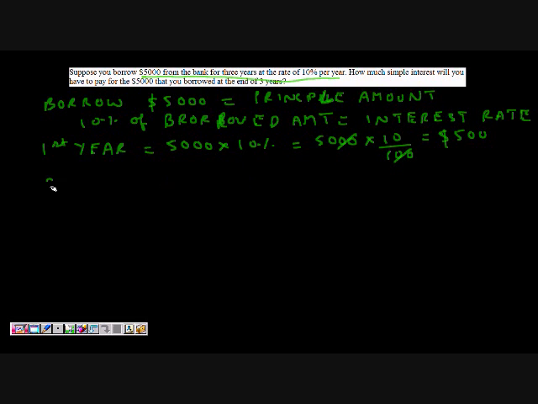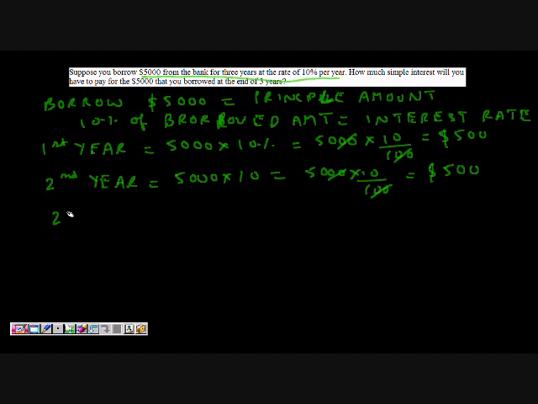Let's say at the end of the second year, how much is it? Second year, again $5,000. Since this is simple interest, you are only calculating the interest on the borrowed amount, as we explained before. So again 10%, which is $5,000 into 10 by 100, which is $500 again. Similarly, at the end of the third year it is the same, $500.